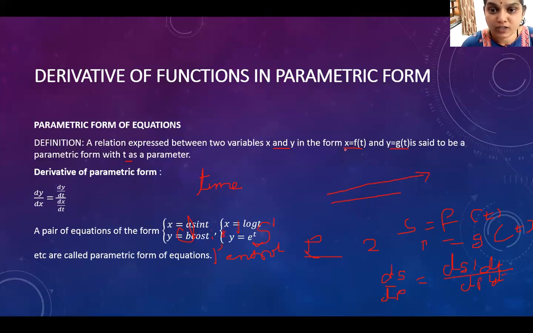If the function is of the form x is a function of t and y is a function of t, and you would like to differentiate y with respect to x, then it is dy by dt divided by dx upon dt. What are called parametric form of equations? For example, here x is a sin t, y is b cos t. Then I have x is log t and y is e to the power t. Such type of equations are called parametric form of equations.